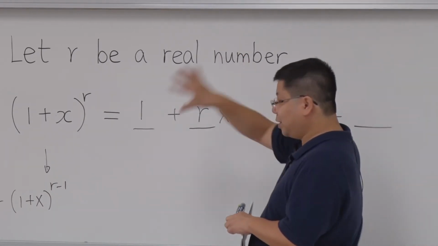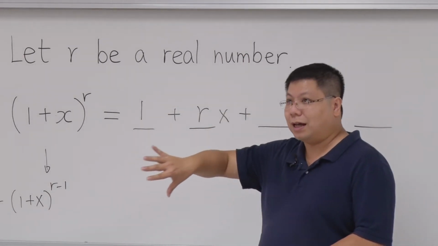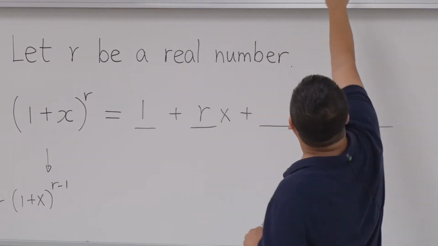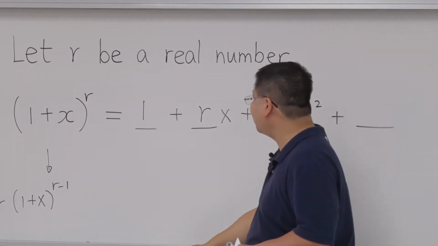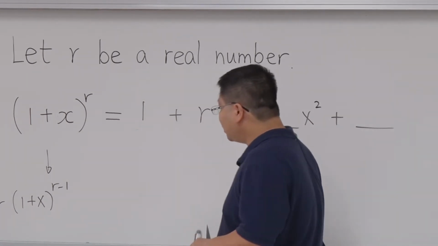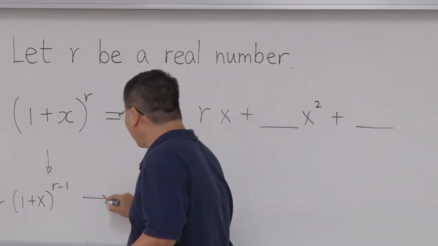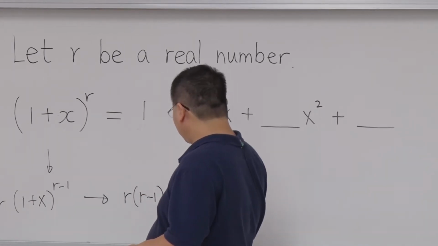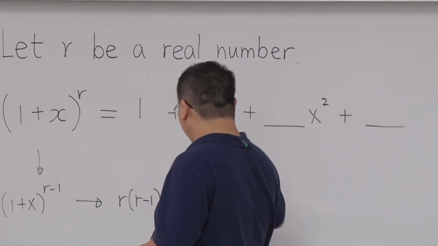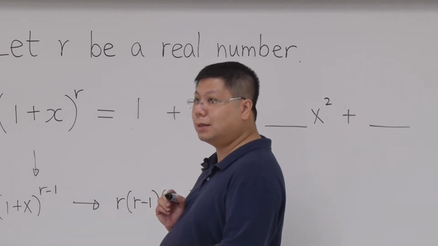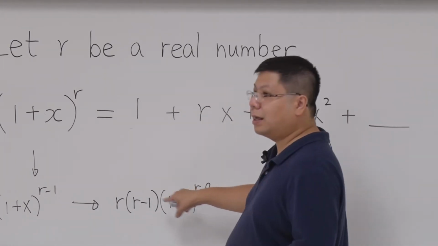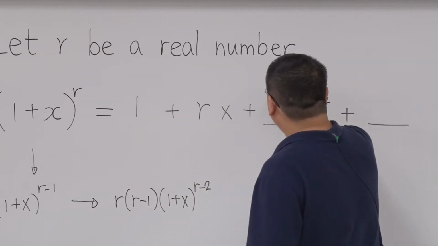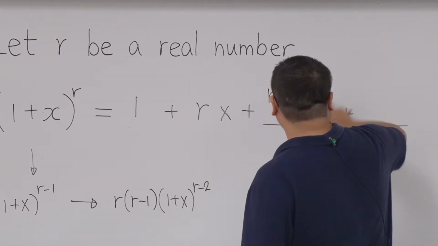And then substitute x is equal to 0 and divide it by 2 factorial. Okay, so we don't want to forget we should divide this by 2 factorial. So you differentiate it again. So you get r times r minus 1 times 1 plus x to the power r minus 2. Am I correct? You put x to be 0 there, so you get r times r minus 1.